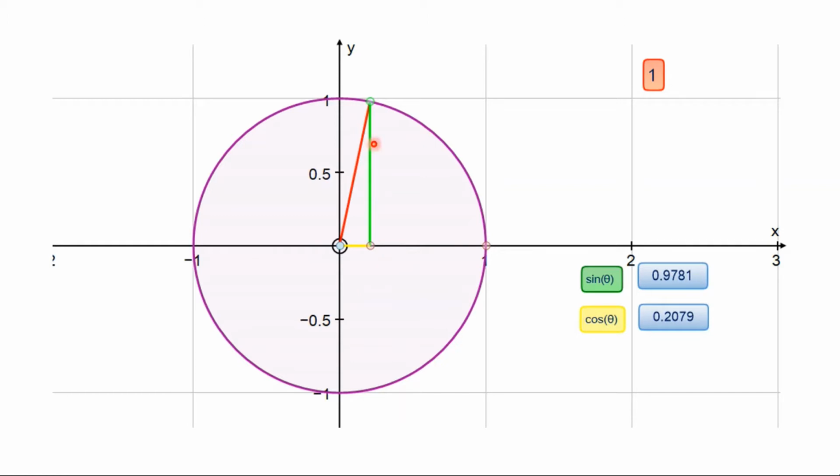So make sure you are familiar with how this works. We know that this green length here is sine of theta, and we know that this yellow length is cos of theta, and this red length here is always 1 because it's a unit circle, it's a hypotenuse of 1. So we need to understand this picture.